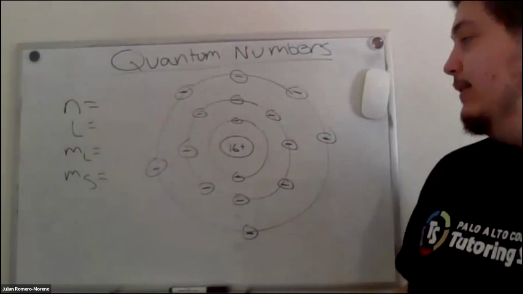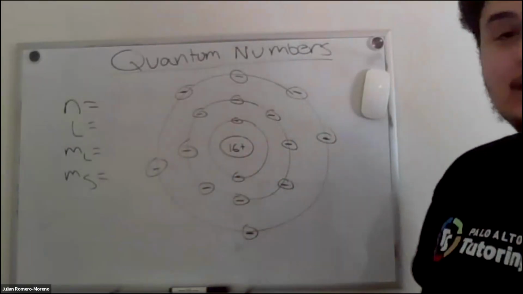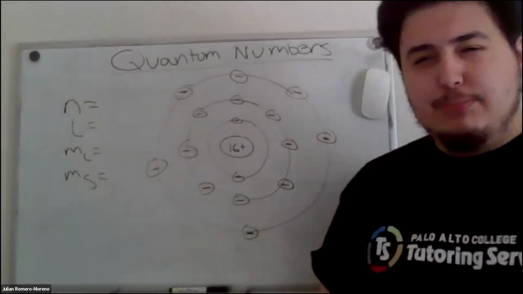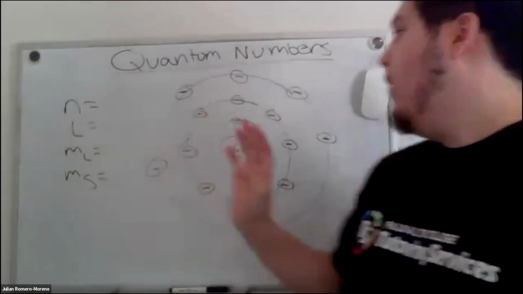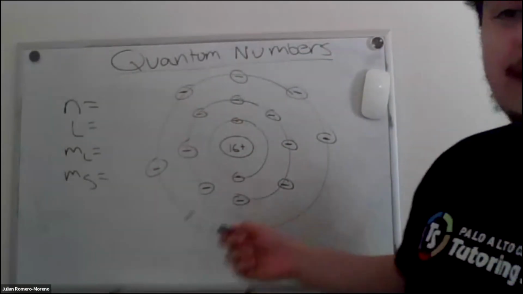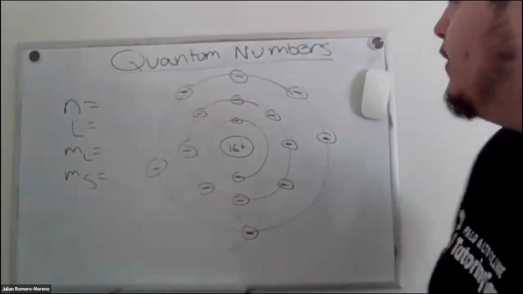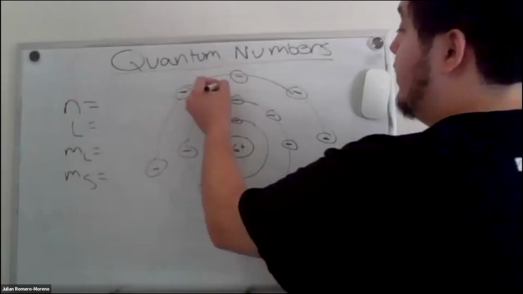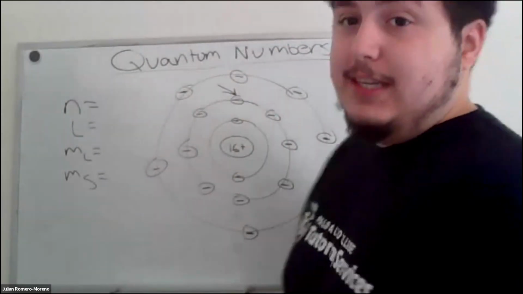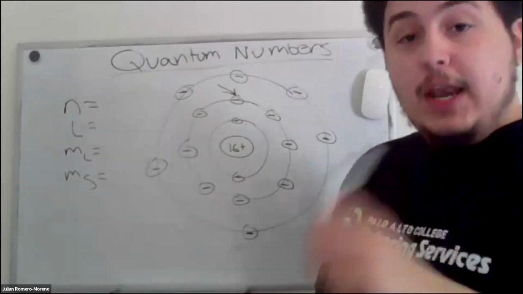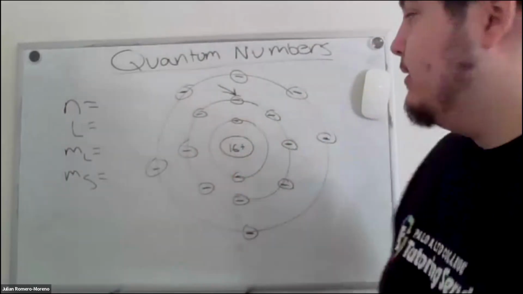This right here is sulfur. 16 protons, 16 electrons. I've just put out the neutrons for now just for simplicity. Now, this has many different quantum numbers. So first, I'm just going to pick a random electron, and we are going to arbitrarily decide some quantum numbers, and then I'll go over listing all the quantum numbers.